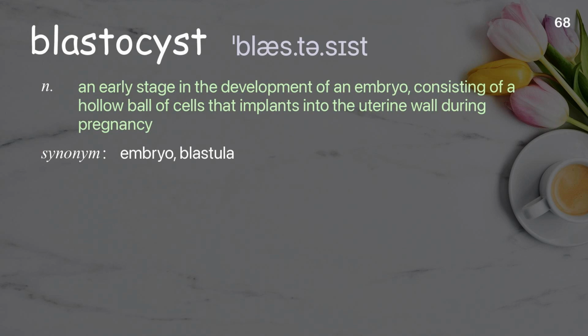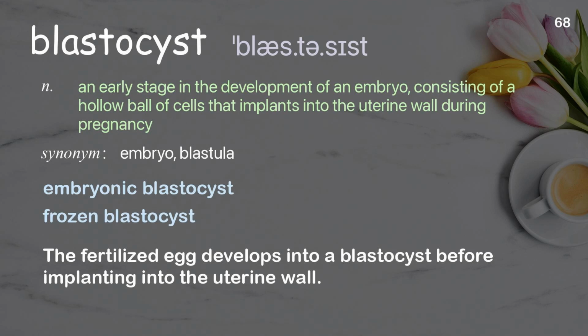Blastocyst. An early stage in the development of an embryo, consisting of a hollow ball of cells that implants into the uterine wall during pregnancy. Examples: embryonic blastocyst, frozen blastocyst. The fertilized egg develops into a blastocyst before implanting into the uterine wall.